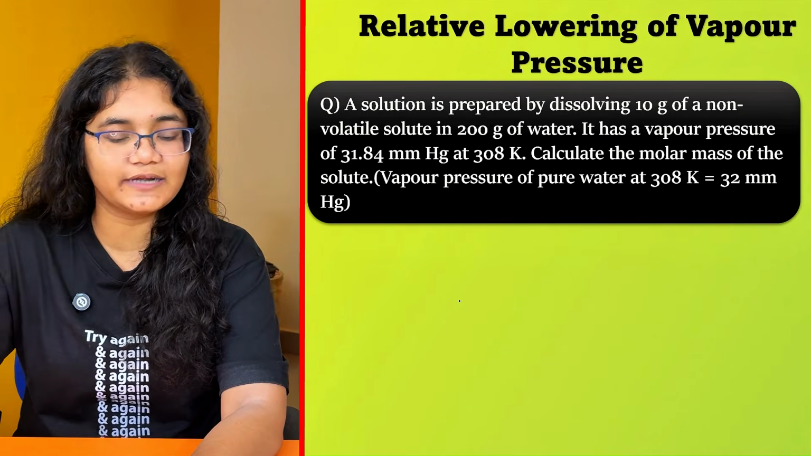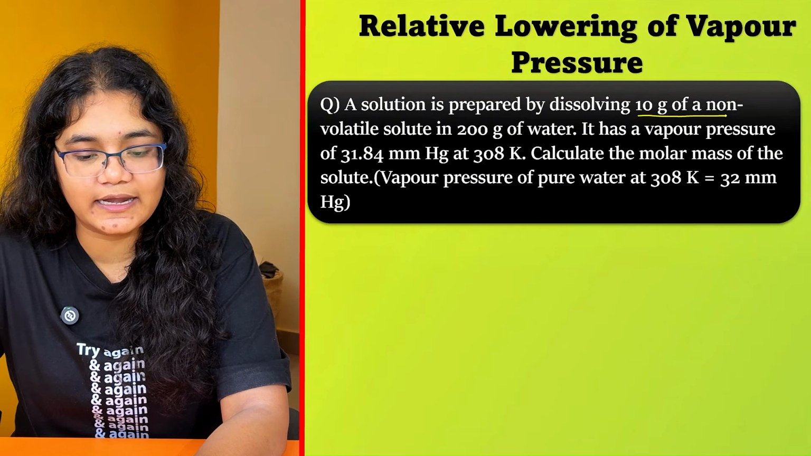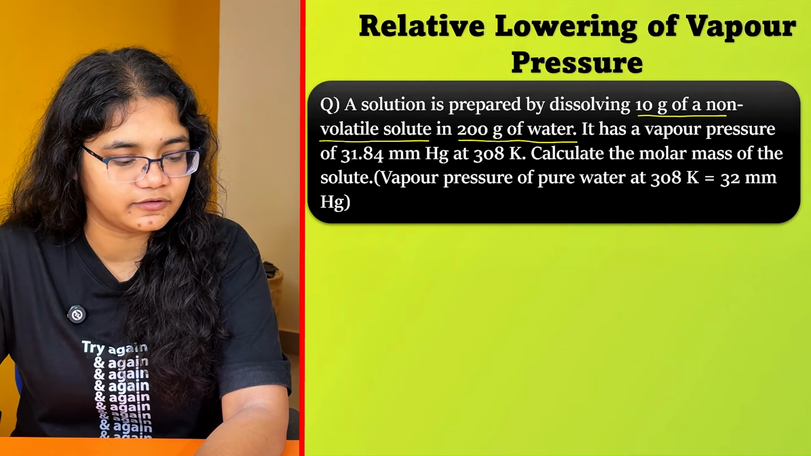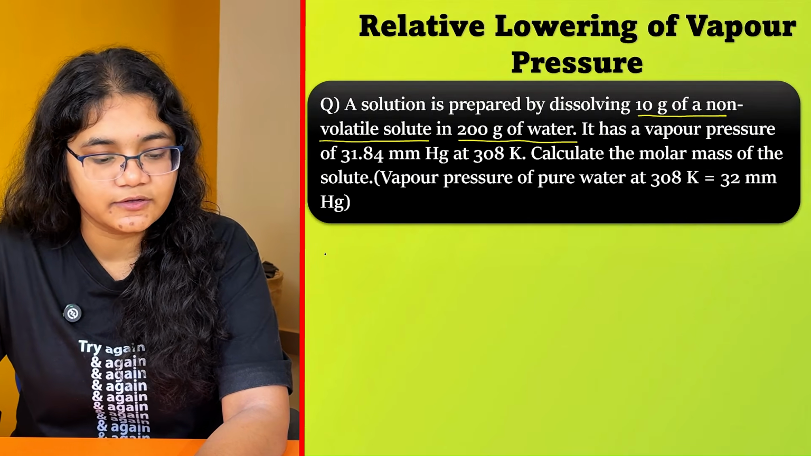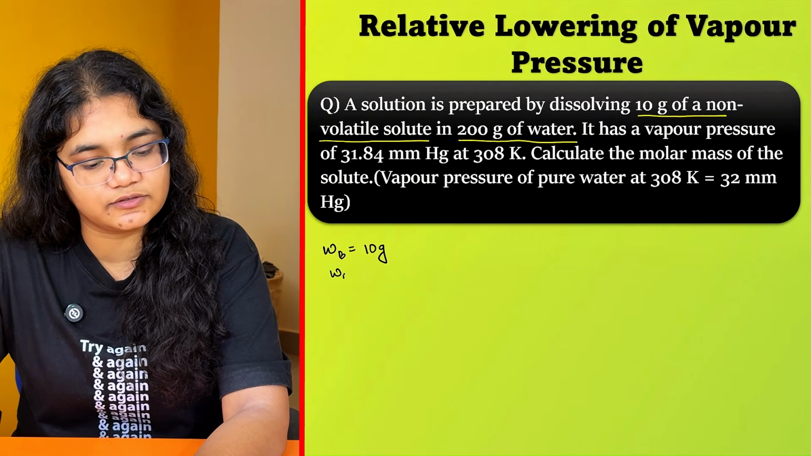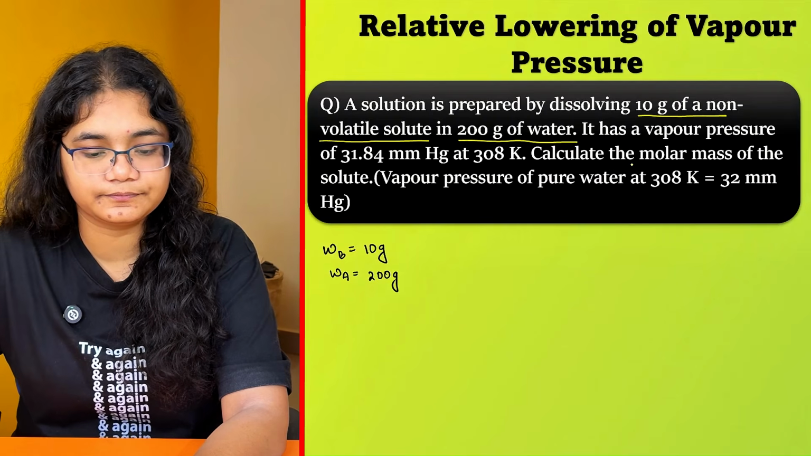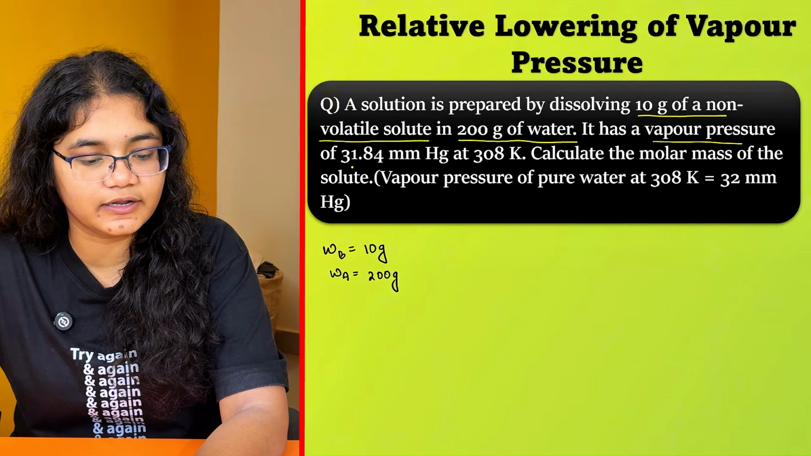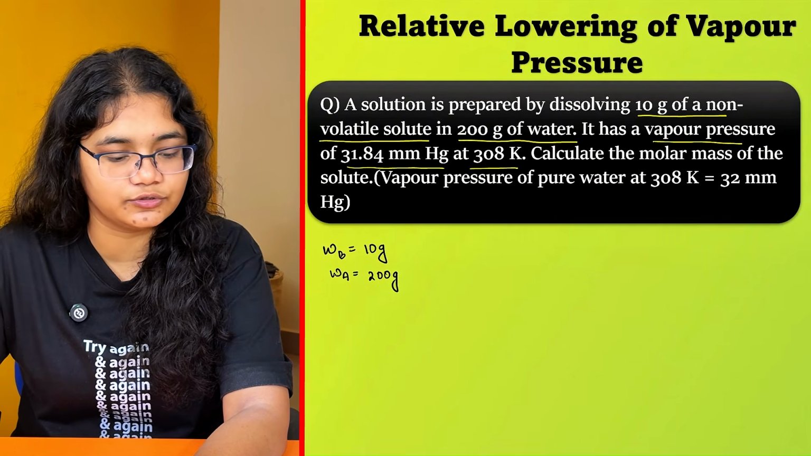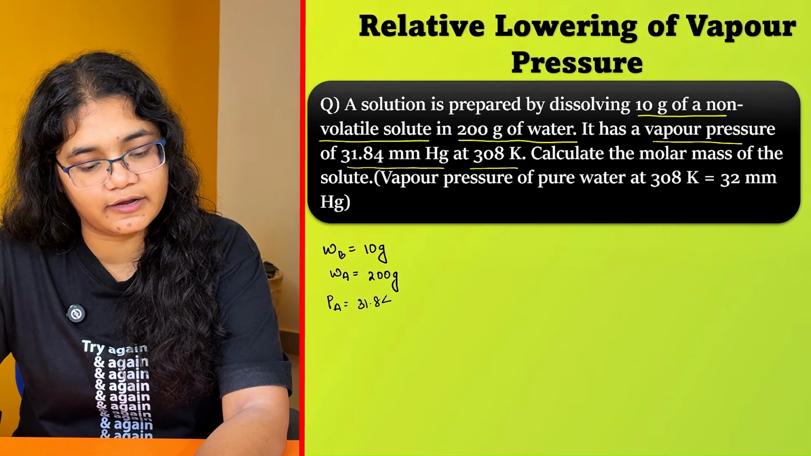Okay, so let's do a question from this one. A solution is prepared by dissolving 10 gram of a non-volatile solute in 200 gram of water. Let's read the question and write down the values. The mass of the solute taken is 10 grams. The mass of the solvent taken is 200 grams. It has a vapor pressure of 31.84 mm of Hg at 308 Kelvin. So what is the pressure of the solution? This solution pressure means you have to write PA. PA is 31.84.